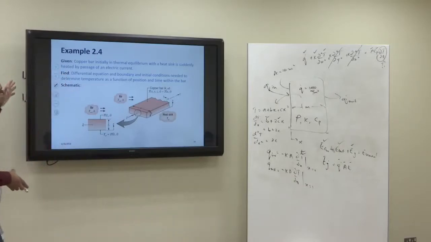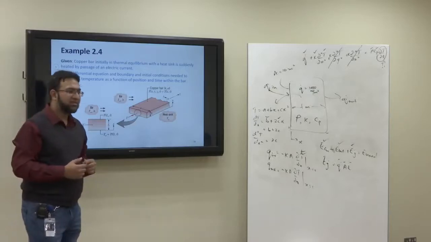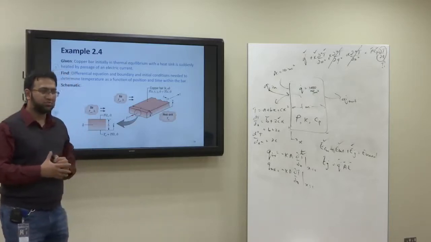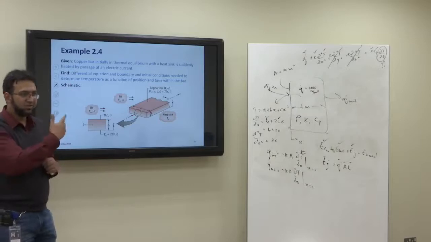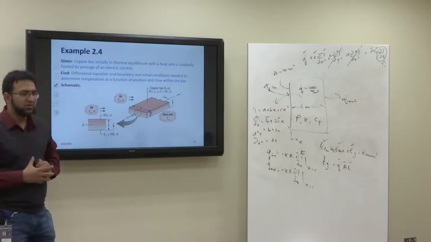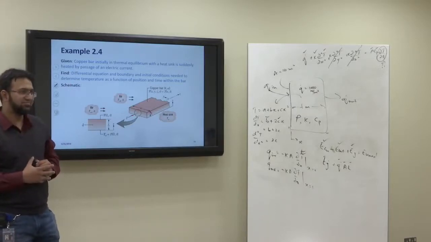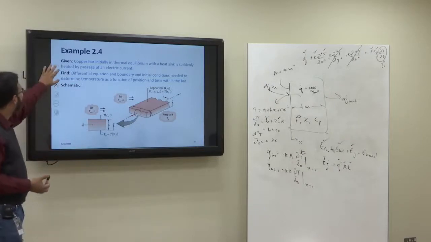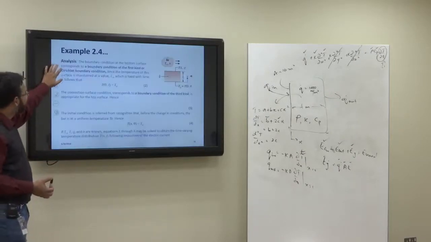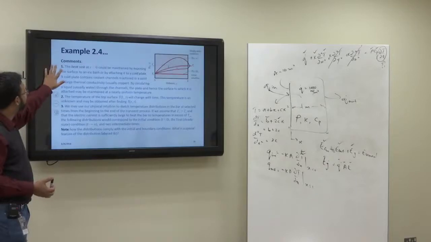This is example 2.4, but it's not literally an example. It's just showing the different kinds of conditions. You can go through it yourself. It's not something which can come in the exam. Okay. So with this, our chapter number 2 is over.